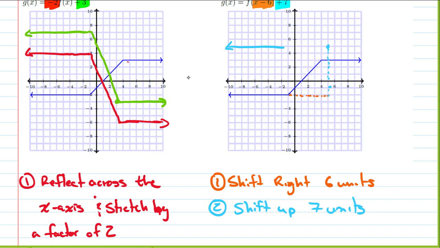So my first bit's going to do this. And then I'm going to shift this guy right 6 and up 7, so 1, 2, 3, 4, 5, 6, 1, 2, 3, 4, 5, 6, 7. So I get this, and then something that would look like that. So I would just take my graph, and it's literally like I pick it up, I move it to the right 6, and then I move it up 7 to get my new picture.